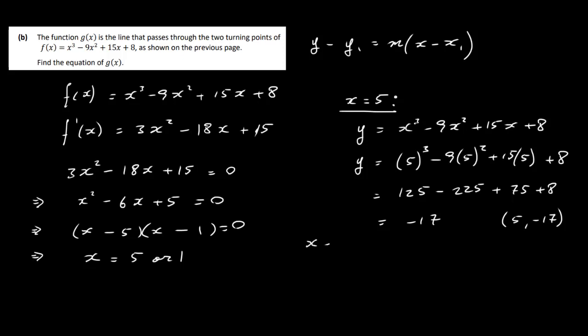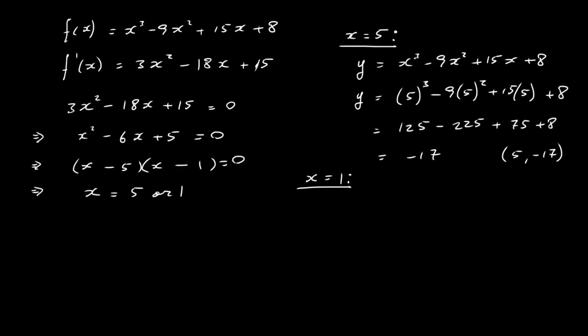The other one then, so we got to work out what the y value for x is equal to 1 would be. So again, let's see, y is equal to 1 cubed minus 9 times 1 squared plus 15 times 1 plus 8. When you work that out, you get 15. So our second point is going to be 1, 15.